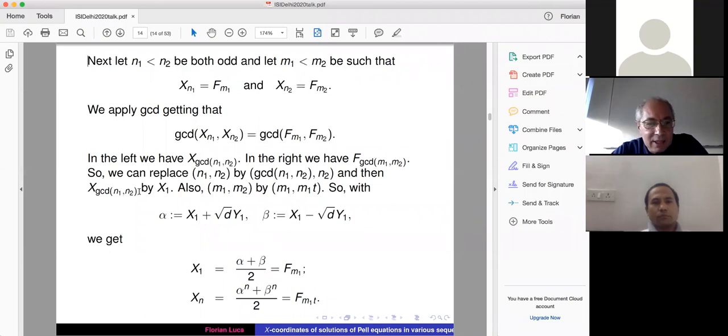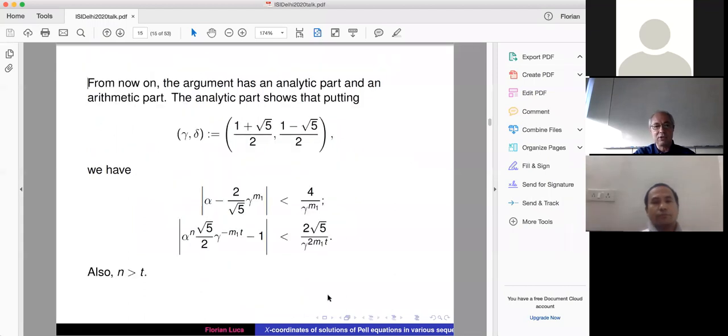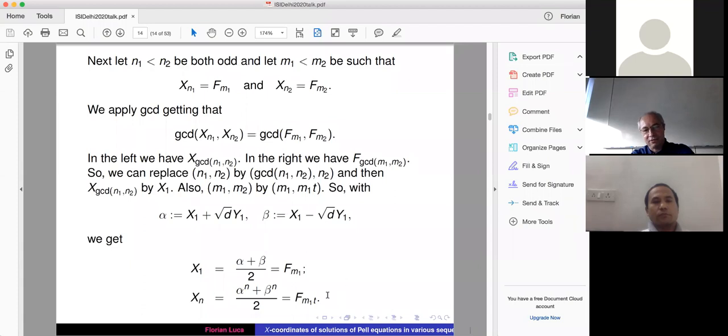But in this way, I can play around with the d, modify it, change the name of x sub GCD of n1, n2 to x_1. So I can assume that one of the Fibonacci numbers is actually the beginning one, the first solution. And then the next one is some other solution. x sub n is alpha to the n plus beta to the n over 2, where n is odd. And the index of this Fibonacci number is m1 t, divisible by m1. And it turns out one can show from these relations that n is bigger than t. So you have to grow faster on this side than on that side.